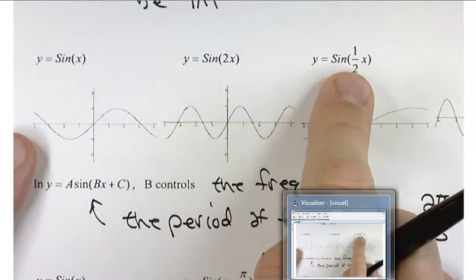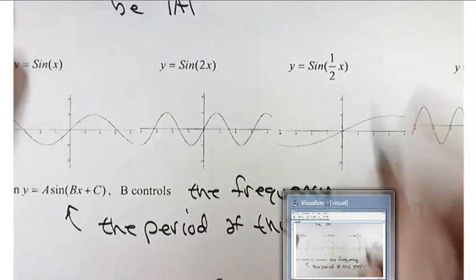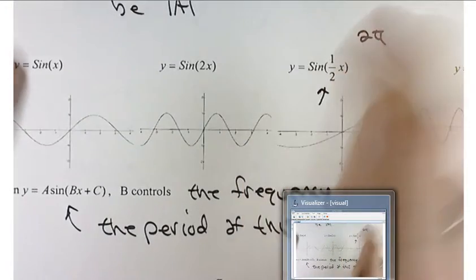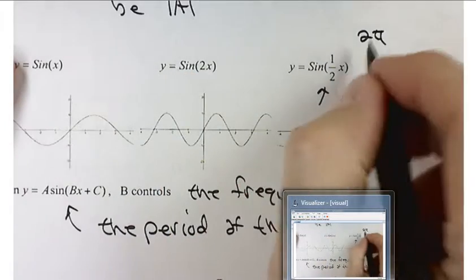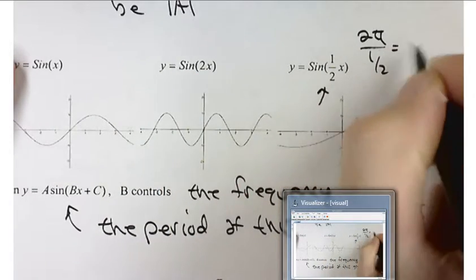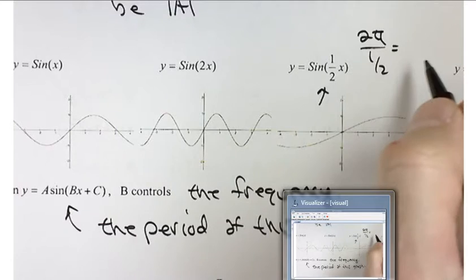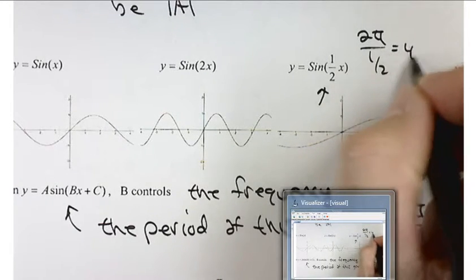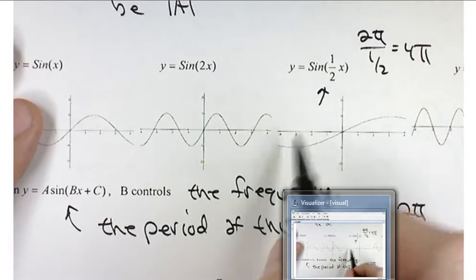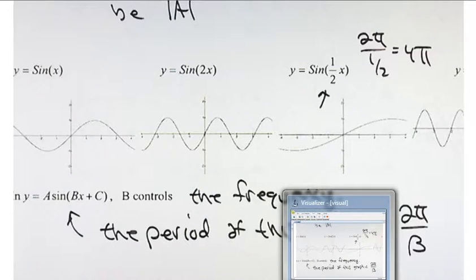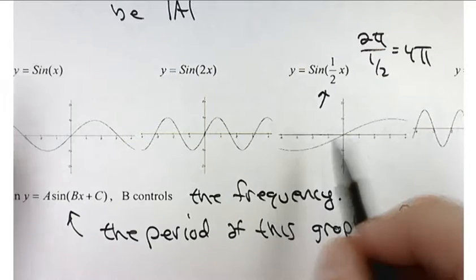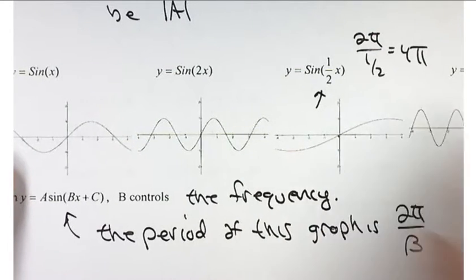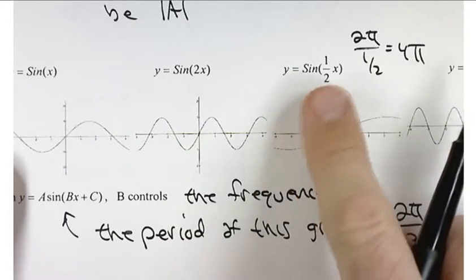Let's take a look at this one in particular. I've got a 1/2 here. If I take 2 pi, which is the period of my sine function, and divide it by a 1/2, when you invert and multiply to simplify this, how is it going to simplify? What will I get? 4 pi. So I don't quite have room for all that here, but if I did, I would take a distance of 4 pi before this thing starts to repeat itself. So this number divides the period.